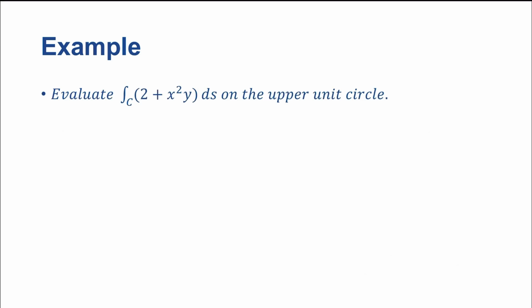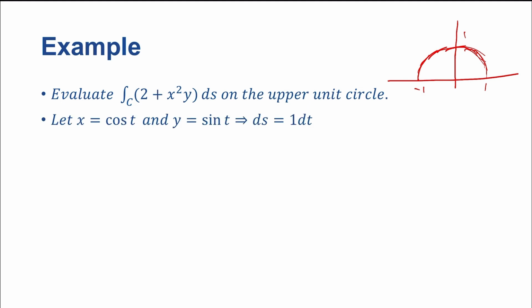Let's try an example. Let's evaluate the line integral of 2 plus x squared y ds on the upper unit circle. So the upper unit circle looks like this. Again, my apologies for my drawing here, but that's the unit circle. It looks a bit elliptical, but that's okay. We go from 1 here to -1 there, and then we've got 1 here. So that's the upper half of the unit circle, right? So if you remember, the parameterization for the unit circle is one that we should know, the transition between polar and rectangular coordinates. So let x equal cosine of t, then y will be equal to sine of t. That should make sense, right? That models the translation across this curve, so that's our curve C, and it goes this way.